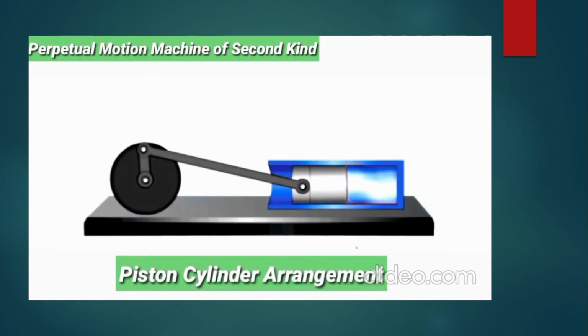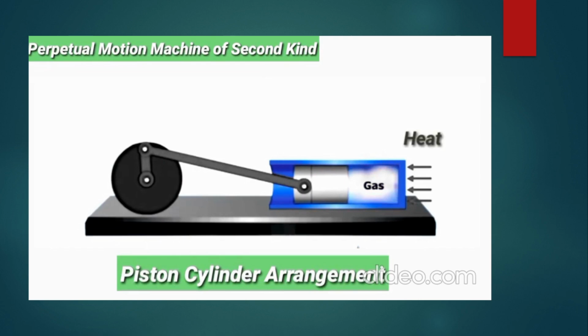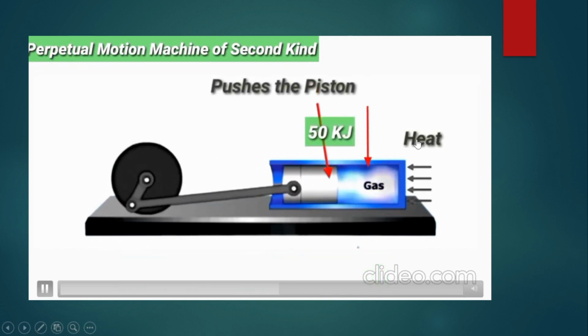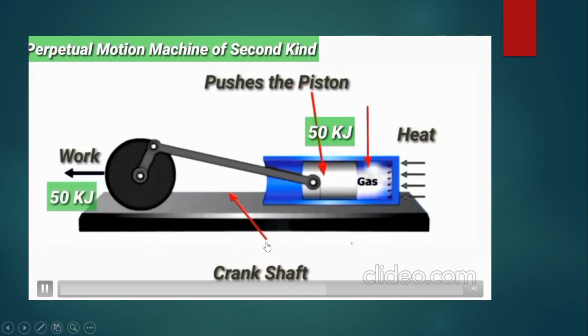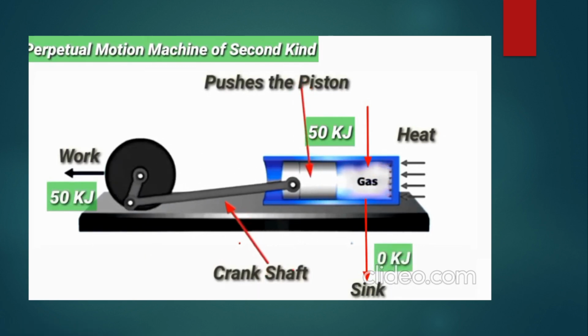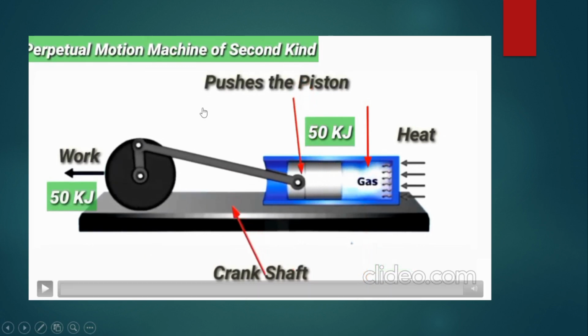Consider a piston cylinder arrangement which receives heat of 50 kJ from a thermal reservoir and also produces a net work of 50 kJ. We can see that this arrangement is not rejecting any heat, which means it is not following the second law. This is an example of the perpetual motion machine of the second kind. You can understand from this demonstration.